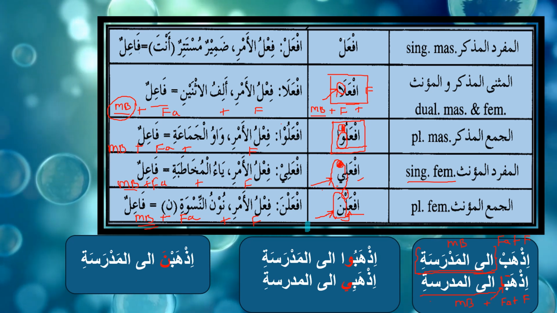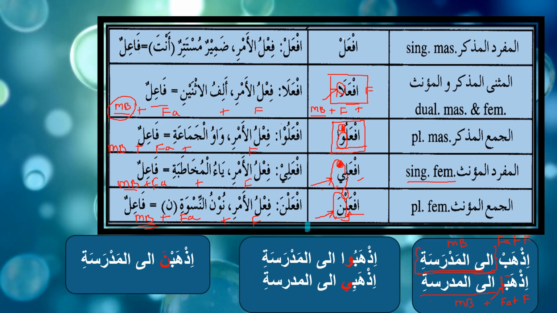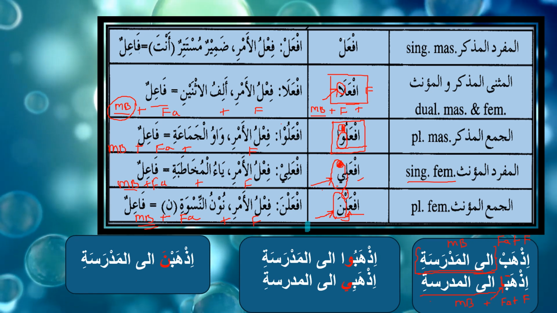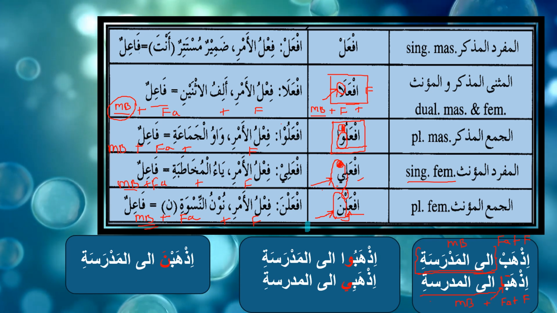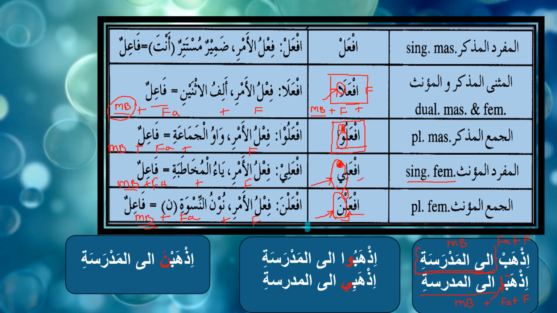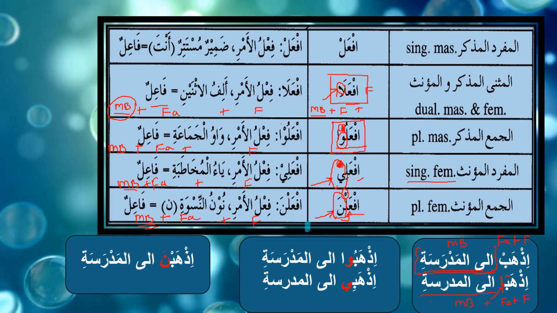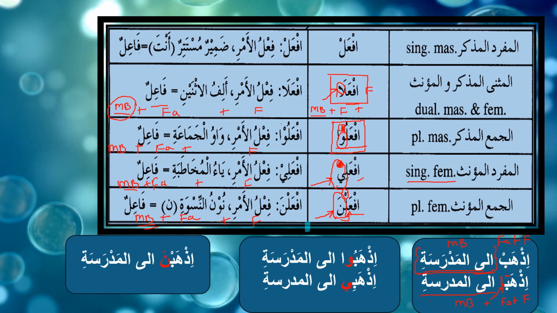So we have the whole jumla fi'liyya. Even if you don't have the maf'ul bihi and you have only idhab, it is in itself a complete jumla fi'liyya, because you have your fi'l and you have your fa'il.